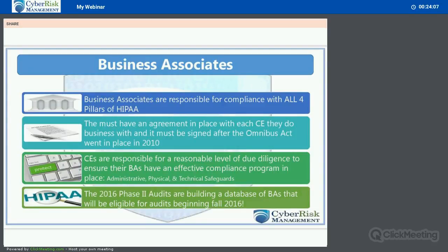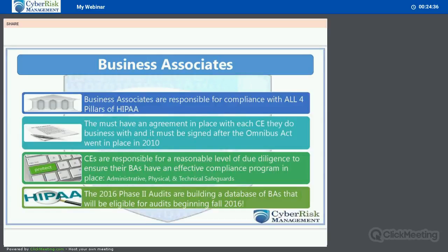They must have an agreement in place with each covered entity they do business with, and it must be signed after the Omnibus Act went in place in 2010. So if you have in your possession business associate agreements that are older than 2010 or even from 2010, make sure you check those, because if they are older, then they need to be redone because of the changes that have been made since the Omnibus Act.